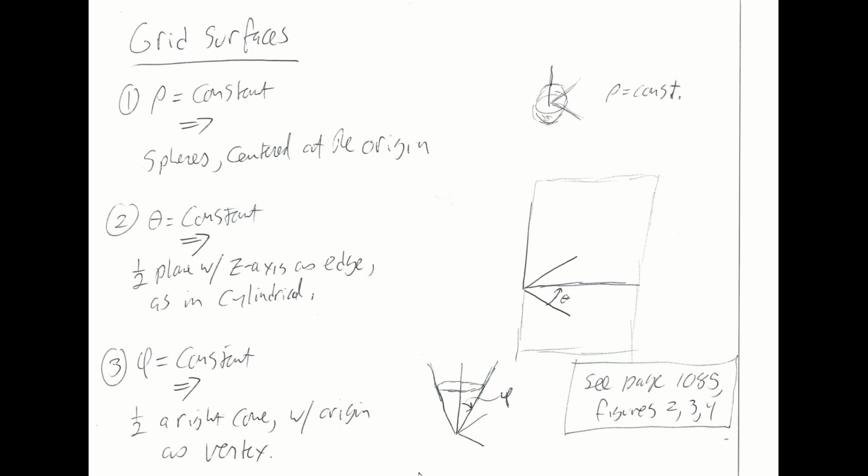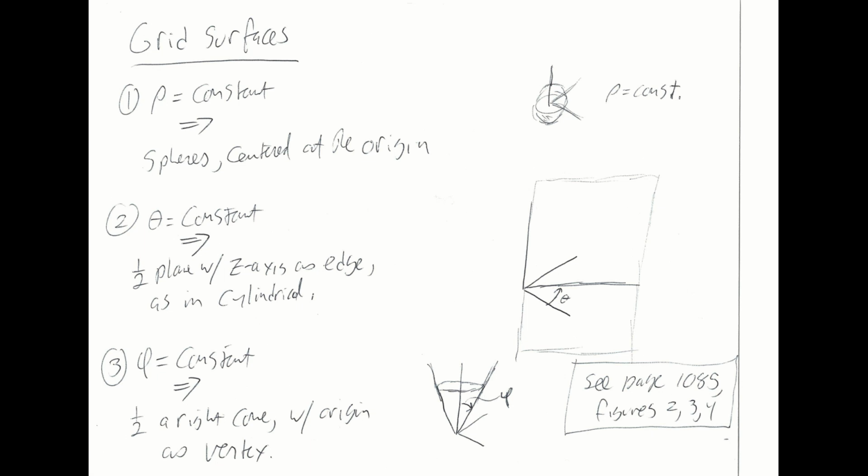Lastly, we will set phi equal to a constant. When phi is set equal to a constant, that's going to give you half of a right cone having the origin as its vertex. So here's an angle phi. I've dropped from the positive z-axis down through this angle phi to this line segment, and I can take that and rotate it through all the values of theta, maintaining my same angular distance from the positive z-axis, and I will get the upper half of the right cone with the origin as its vertex here.